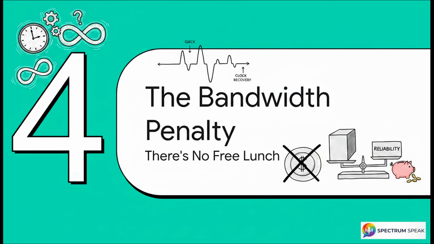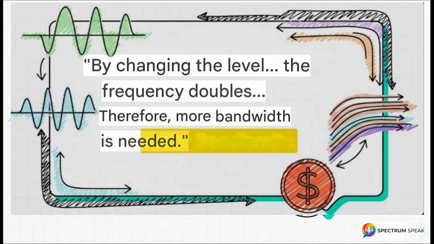Okay, so this sounds perfect. A self-clocking signal, problem solved, right? Well, in engineering, there is no such thing as a free lunch. This amazing reliability comes at a pretty significant cost, and that brings us to the bandwidth penalty. The original source text actually explains this perfectly. It says that because you're changing the voltage level back to 0 in the middle of every single bit, you're effectively doubling the frequency of the signal. And what does that mean? It means you need more bandwidth. And that's the major downside to this whole approach.